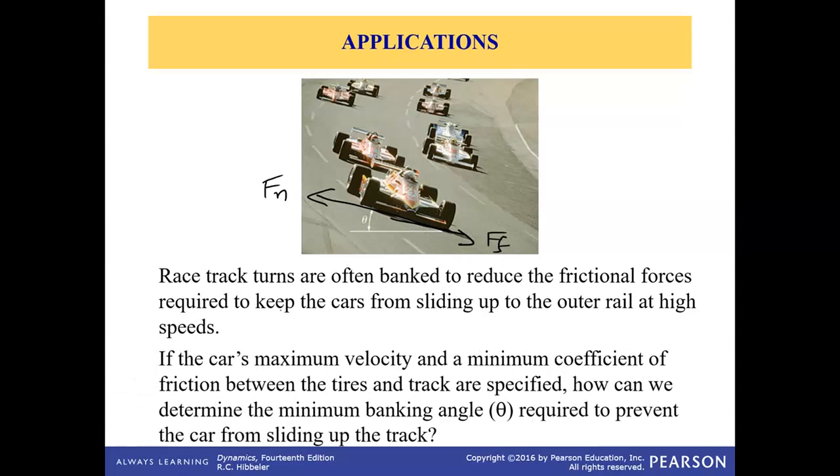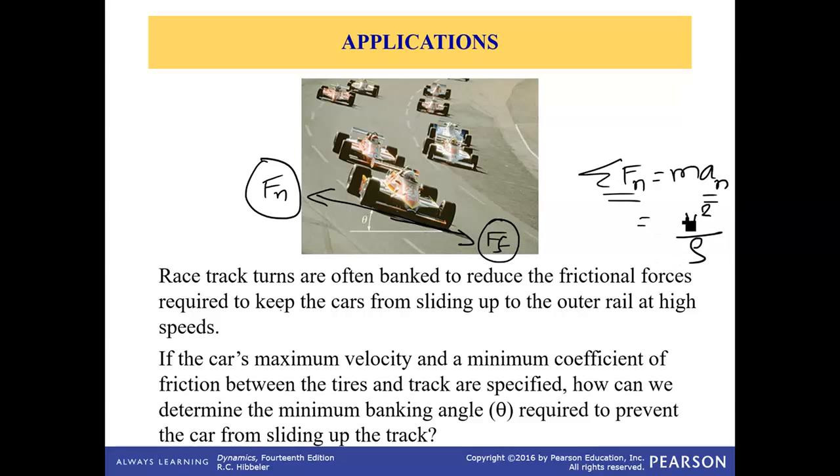So if the car's maximum velocity and minimum coefficient of friction between the tires and the tracks are specified, how can we determine the minimum banking angle theta required to prevent the car from sliding up the track? We can do that by applying the sum of forces in normal direction equal to mass times normal acceleration, where sigma Fn will include centripetal force and the friction force, and an will include v squared divided by radius of curvature. Once we have all this information, we can calculate this minimum angle theta.